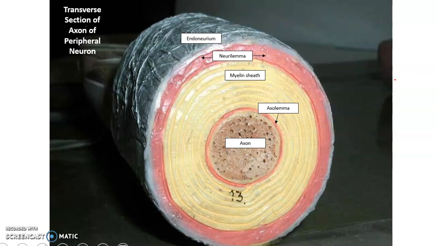In this slide, we can see the layers covering the axon in order. So this is a cut section through the axon. It's covered by axolemma, then myelin sheath, then neurolemma, and from outside is the endoneurium.